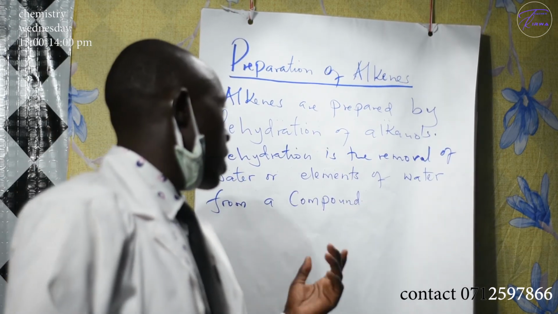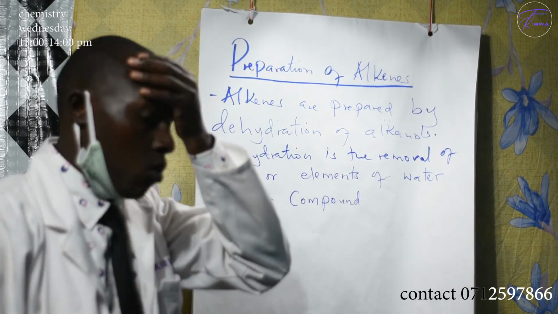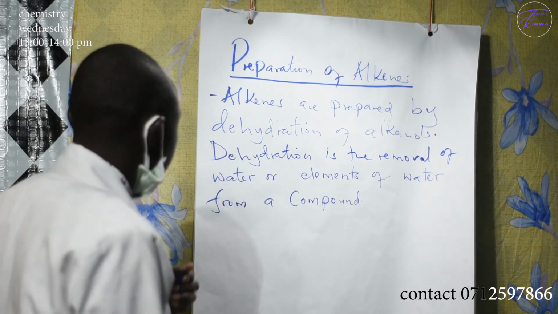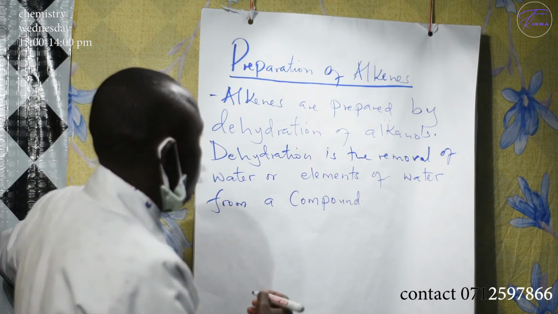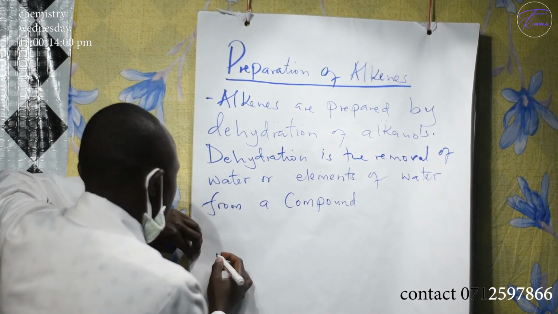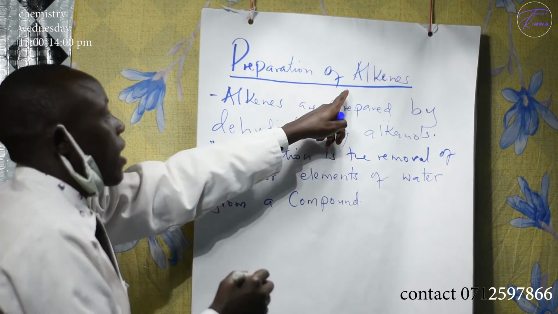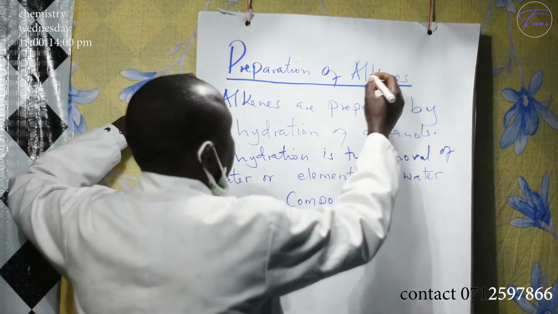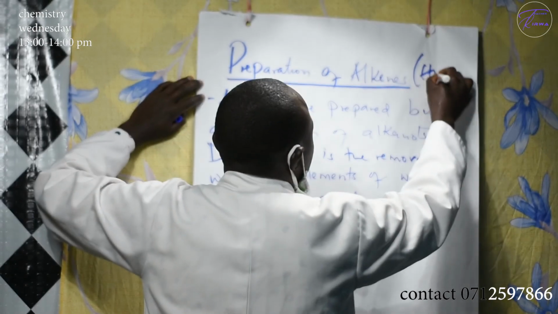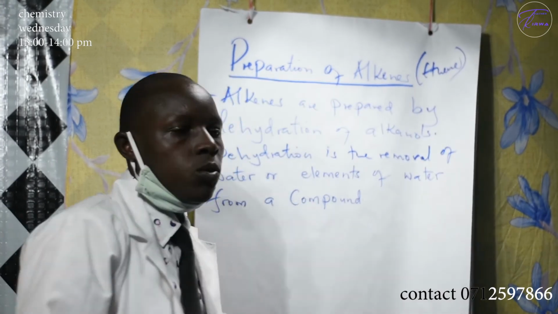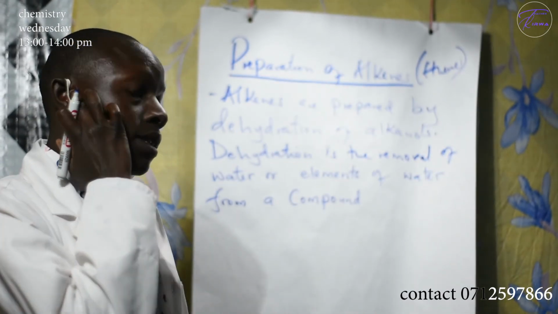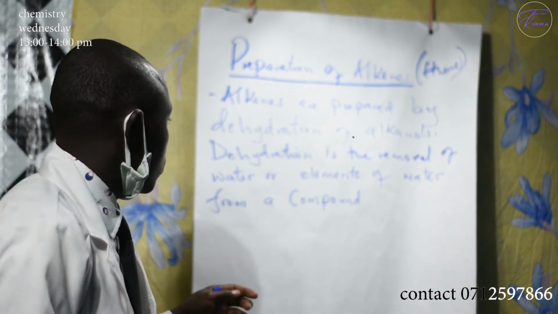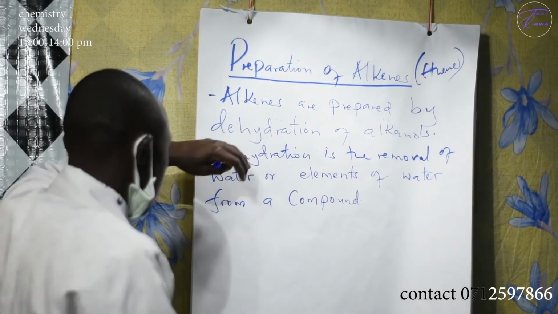Dehydration is the removal of water or elements of water from a compound. So for example, let us consider this. We are using ethene. We will be using ethene in our discussions to represent all the other alkenes. So, preparation of ethene.